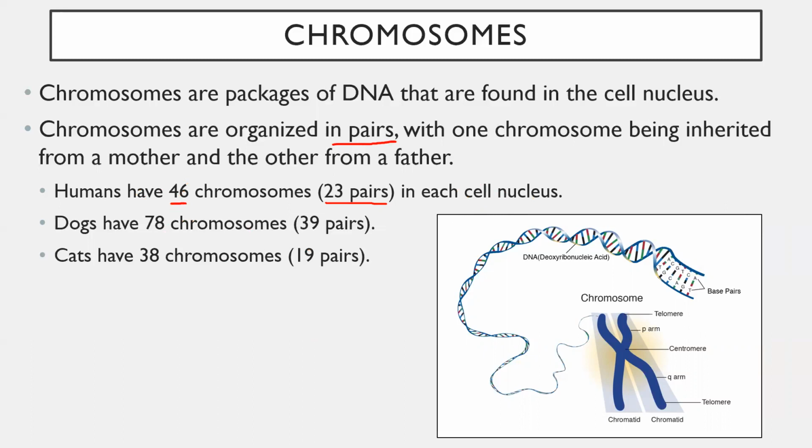Now there are some genetic differences where some people will actually have an extra chromosome. In case you're not aware, when someone has an extra chromosome, so if they had one more chromosome than most other humans would, that actually forms the condition called Down syndrome. So Down syndrome is a syndrome that forms from having an extra chromosome.